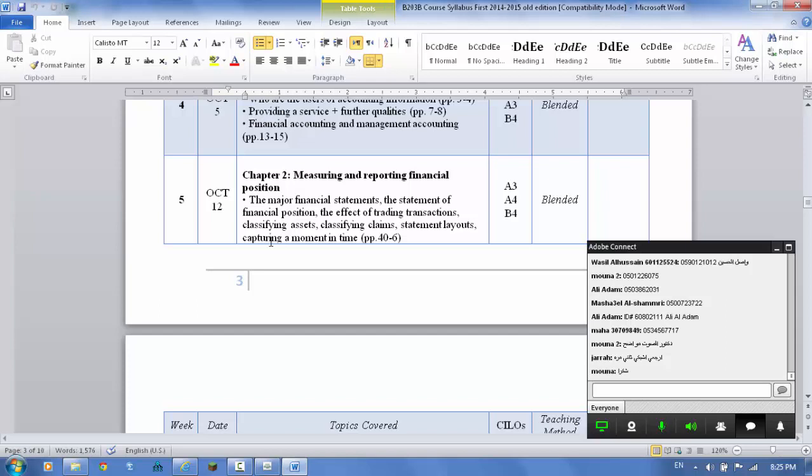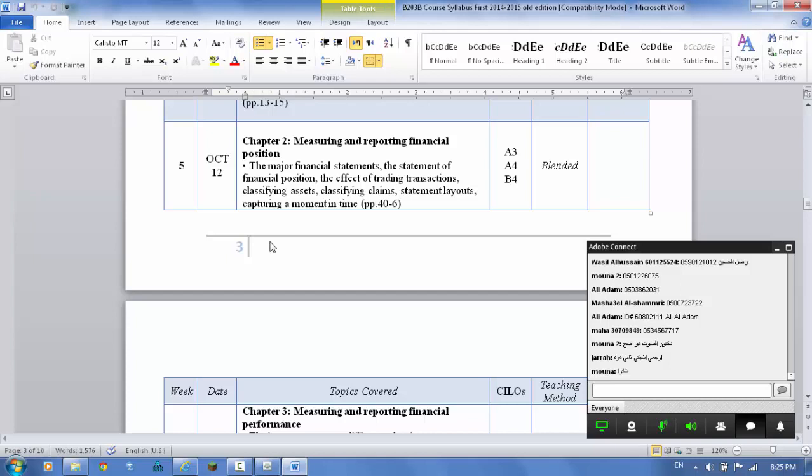Okay, or in general, measuring and reporting financial position. Measuring and reporting financial position by taking the three major financial statements. We will discuss inshallah this issue during our discussion in chapter 2.